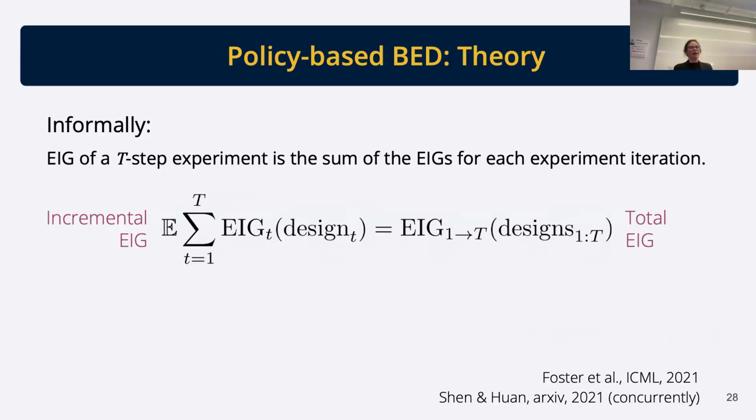Now, informally, what we can show is that this incremental EIG formulation, right? Where we're summing these incremental EIGs after each experiment is exactly equal to the total expected information gain from the prior to the end posterior, right? So this is the key finding. Well, it's a pretty straightforward corollary from the mutual information chain rule, but that really helps us define what we call an end-to-end objective that we can then train with stochastic gradients again.